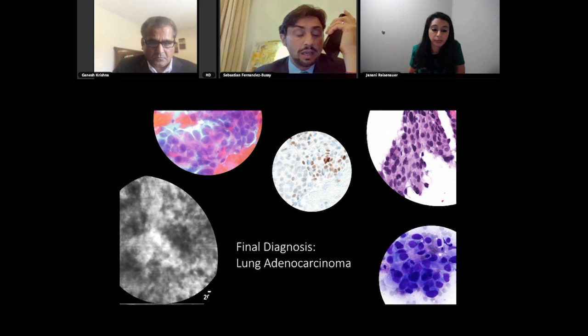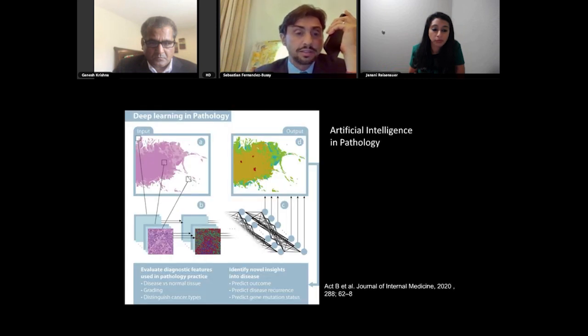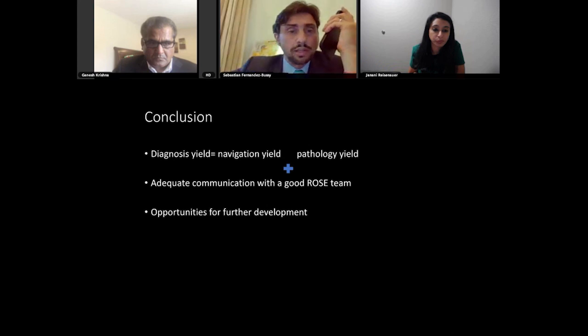Artificial intelligence in using pathology, this can help with the pathology miss, for example, that we have seen in a few samples that I have shown you. So in conclusion, and again, we can discuss this further during the question session, the diagnosis yield depends on the navigation yield, but also on the pathology yield. So remember, is the needle in the tool? First, you need to get the needle in the tool, but then the lesion has to be inside your needle.